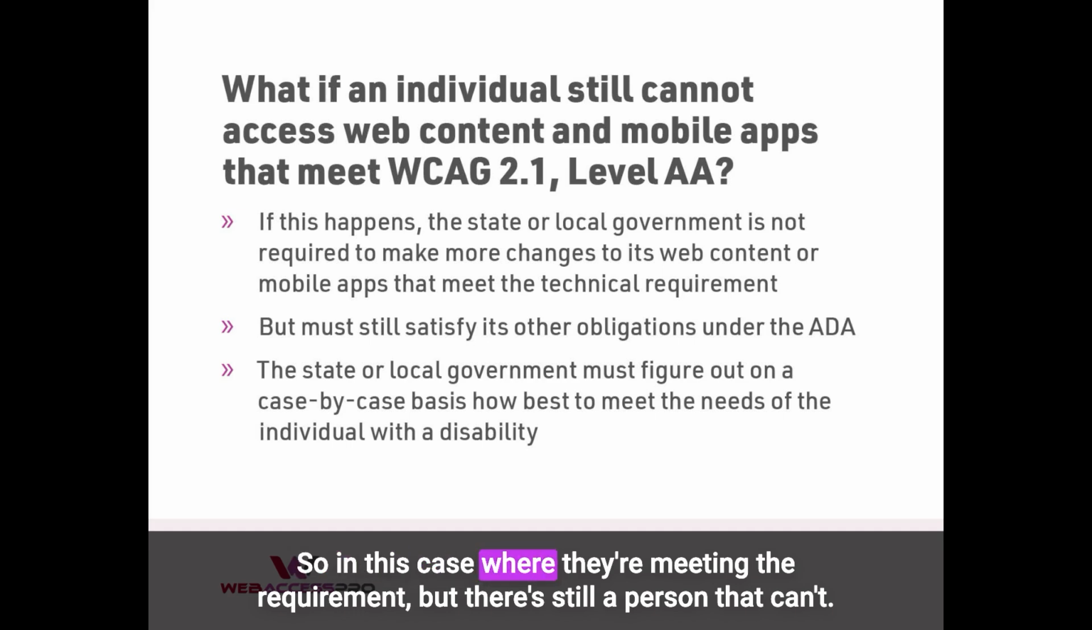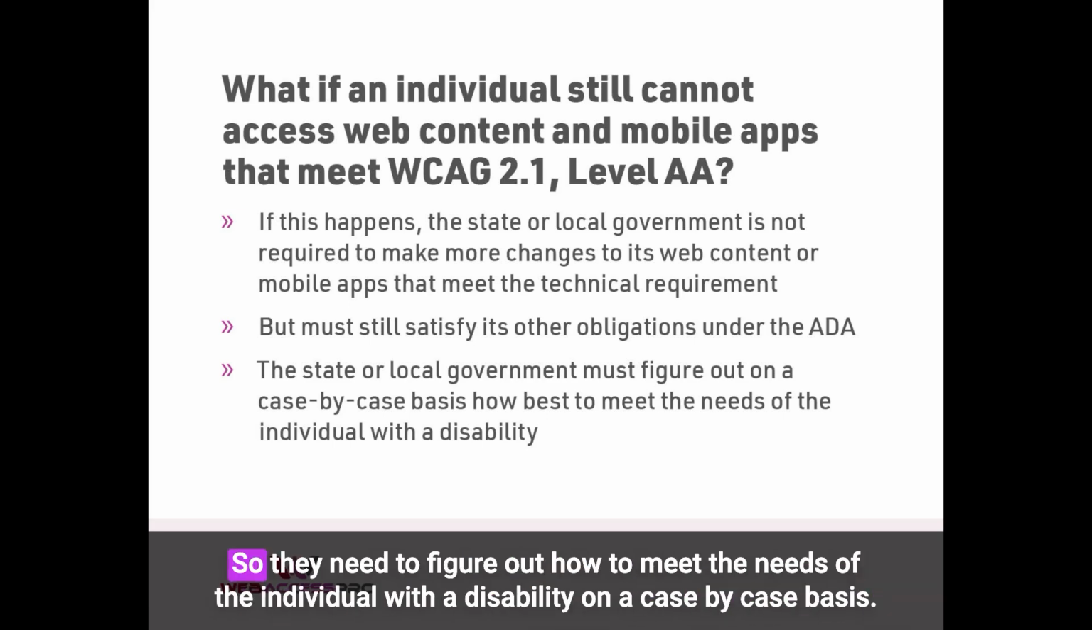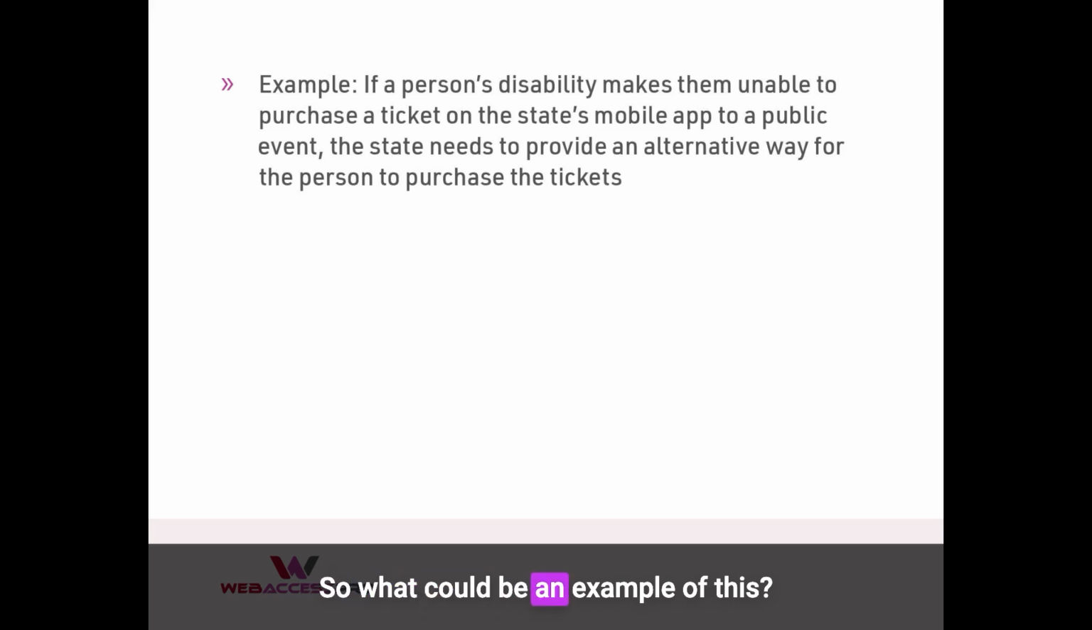So in this case, where they're meeting the requirement, but there's still a person that can't get access because of their disability, then the state or local government must figure out with that person on a case-by-case basis. So they need to figure out how to meet the needs of the individual with a disability on a case-by-case basis. So what could be an example of this?